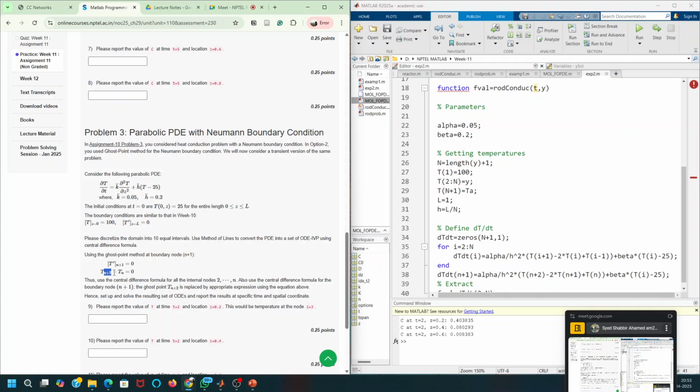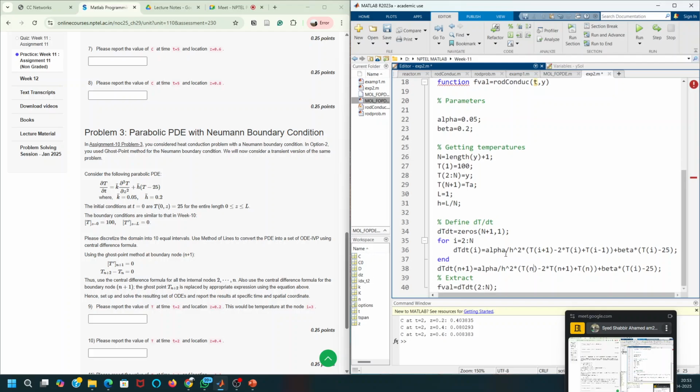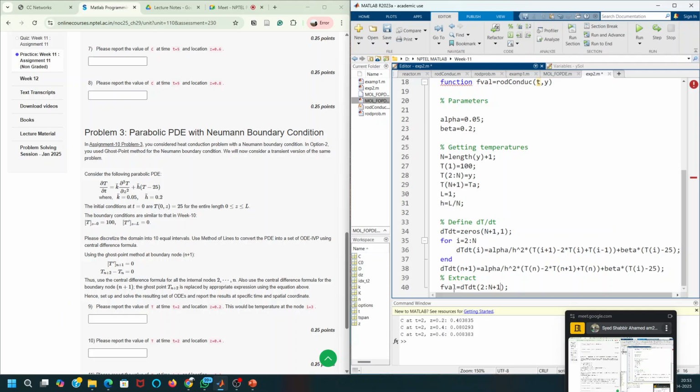So I can replace this ghost point, which is going beyond the dimension of the rod. There is no point beyond Tn plus 1, so I can replace this with Tn here, and my problem is solved. So I have to solve from 2 to n plus 1. I have to solve all the differential equations from the second node to the last node.